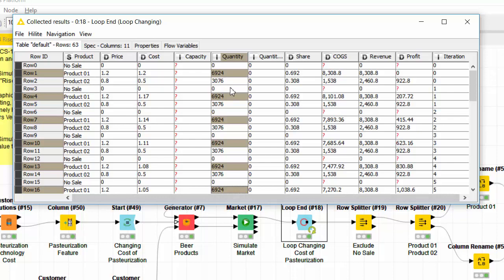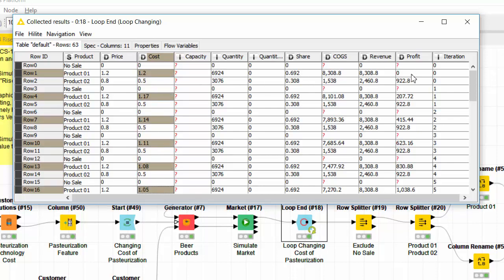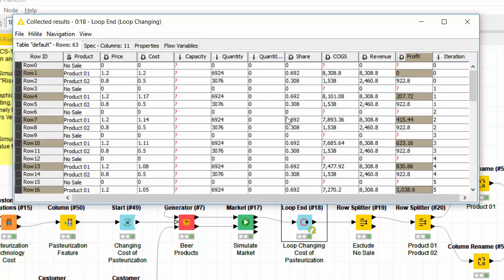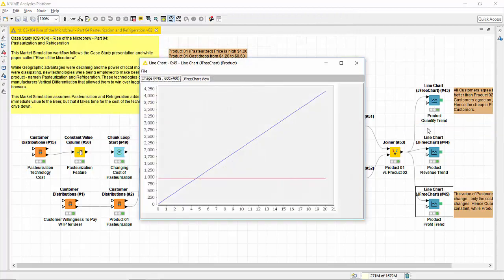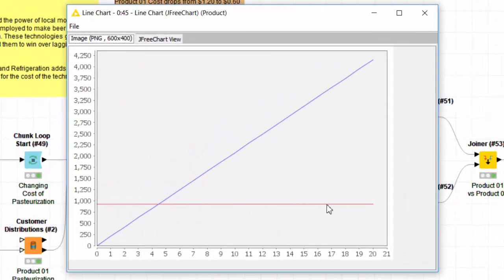The reason is because pasteurization provided an additional benefit to the customer right away. What's changing is the cost of providing that value. So the cost here is originally 1.2, then it goes down to 1.17, 1.14, and down, down, down. At the same time, profitability is increasing. So it goes from 0 to 200 to 400 to 600 to 800 and so forth. So profitability is increasing, but the value customers perceive is remaining the same. Now we can see that in our profit chart here. This is the profit of product number 2. It's steady. The number of customers isn't changing. The profitability of product number 1 is increasing rapidly because we're driving down the cost of providing pasteurization.